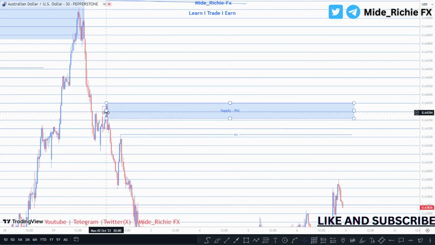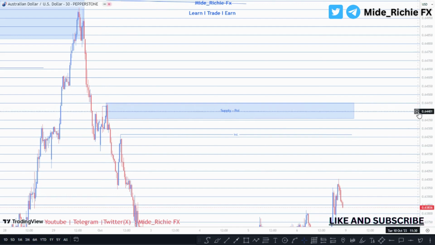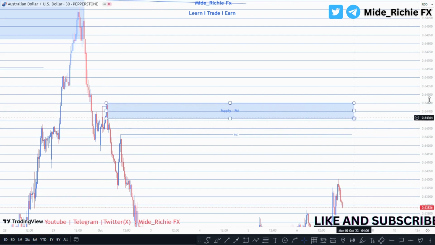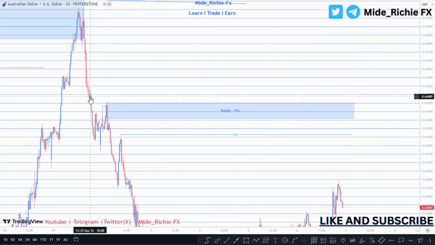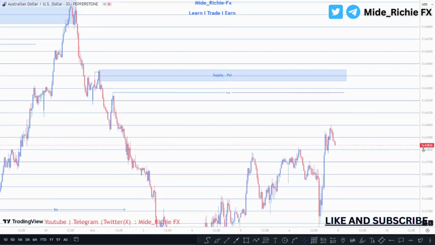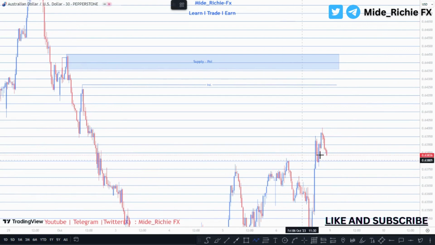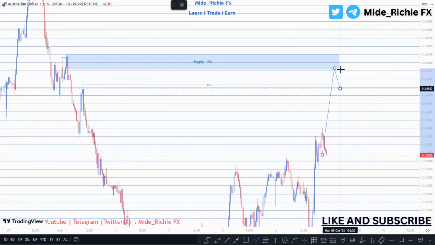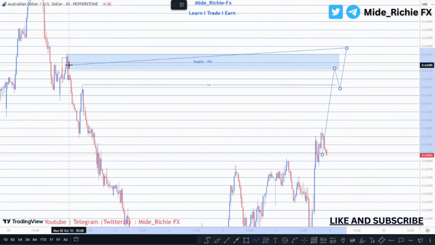Sorry, that's a very nice liquidity sweep. And we have a psychological level above this zone right here, which is actually 0.6500, and that's working with this supply zone. So we should be expecting something like this, probably something like this. Then you can just have a sweep of liquidity above the supply zone.